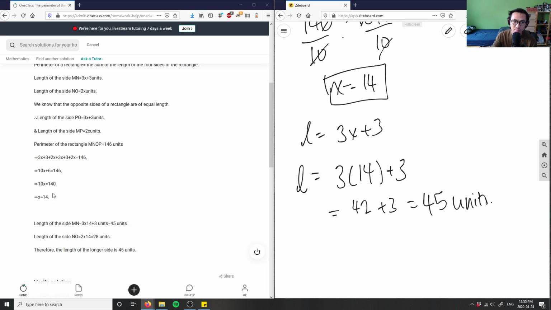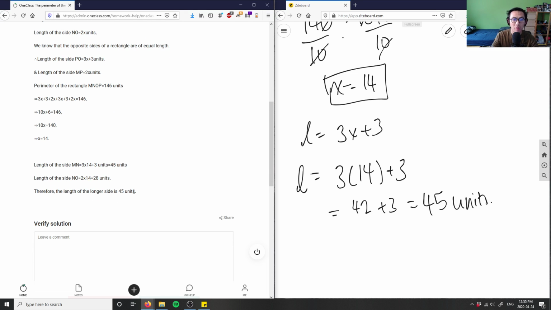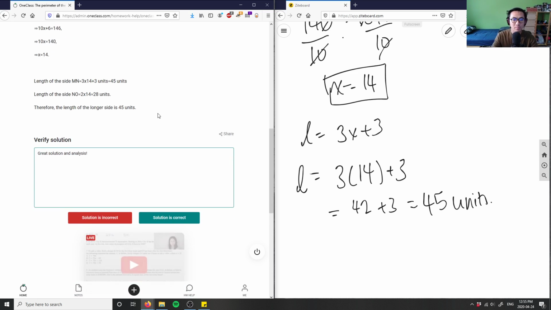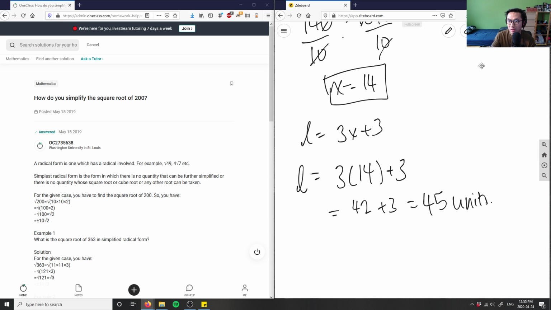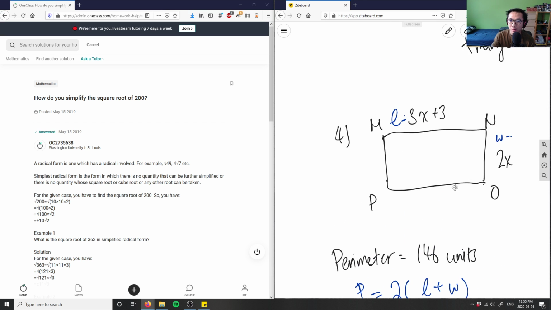They got the exact same thing, x equals 14. Therefore, the longer side here is 45. This solution is correct. Great. Solution and analysis. Let me see if I can squeeze in one more depending on time. I think I can here. This will be my last question.